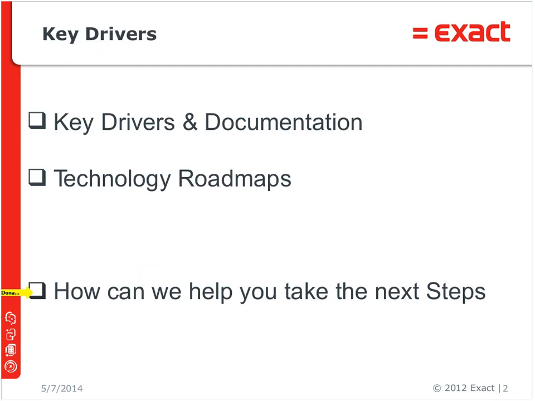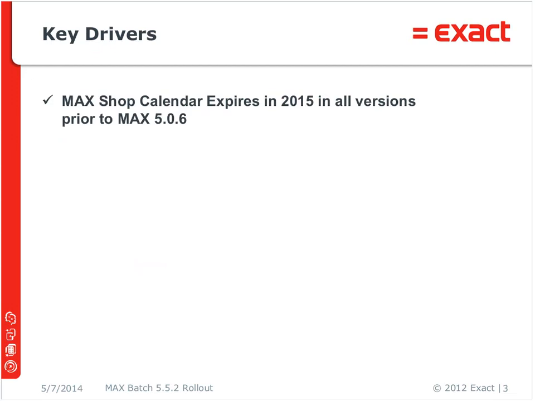Okay, so with that, those key drivers: hopefully everyone is aware that our Max shop calendar expires in 2015 in all versions of Max prior to Max 5.0.6. So this will make it impossible to enter any orders with a date after December 31st, 2015. And upgrading to Max version 5.0.6 or later is going to be the only way to resolve this.